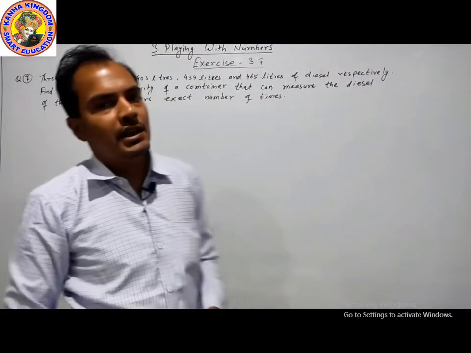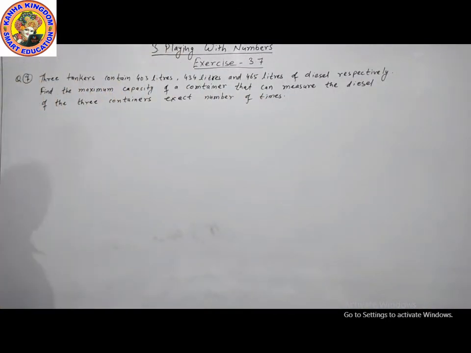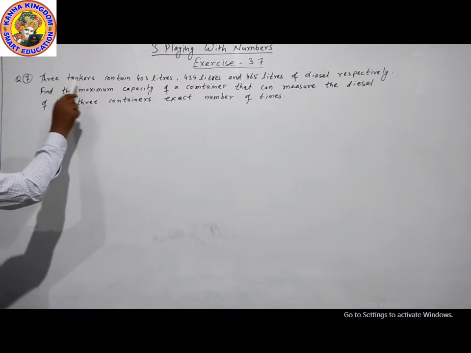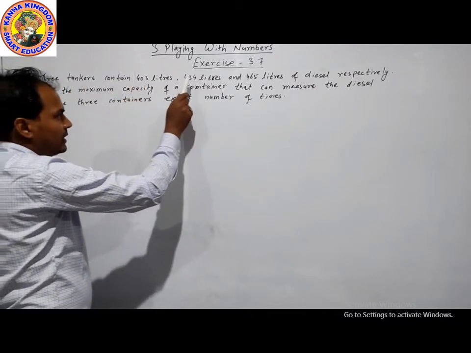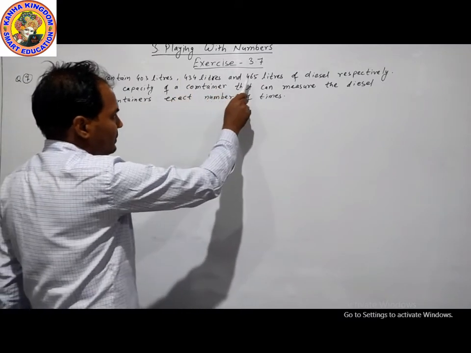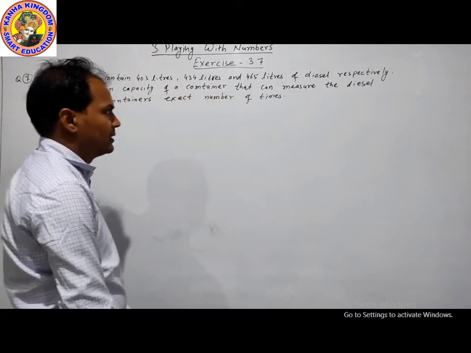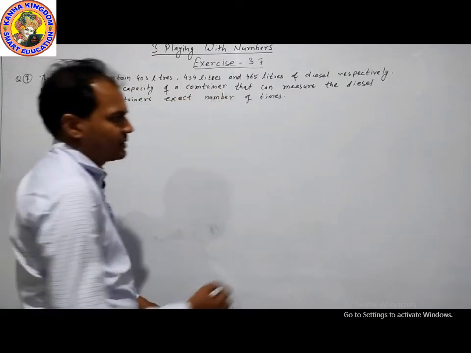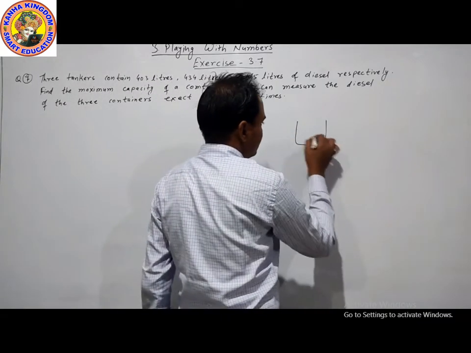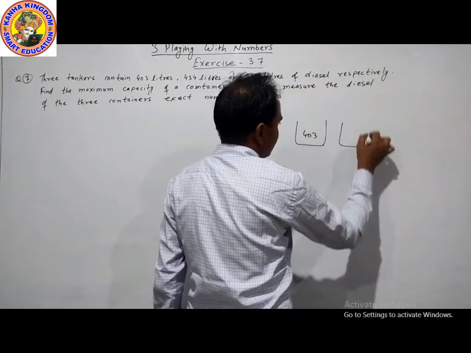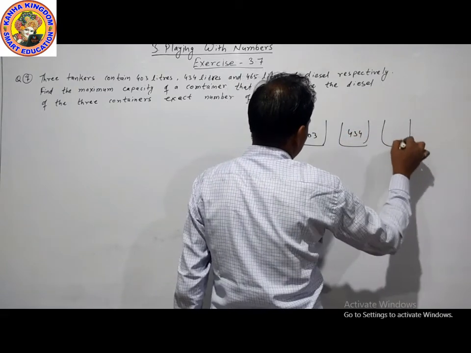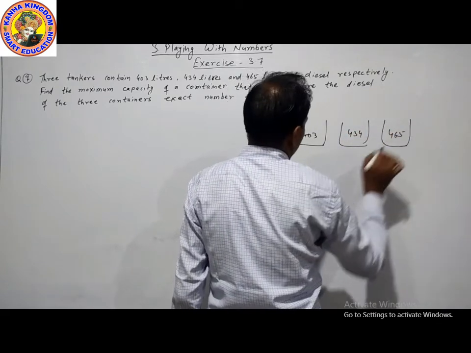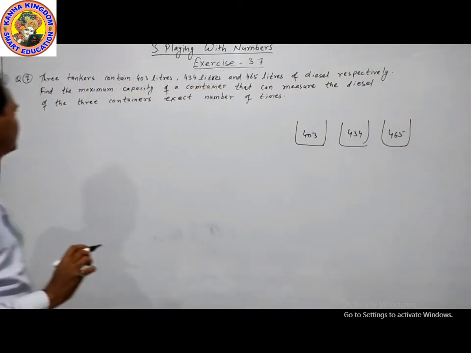Now our next question is question number 7. 3 tankers contain 403 liters, 434 liters and 465 liters of diesel. These are the 3 tankers: 403, 434 and 465 liters of diesel.